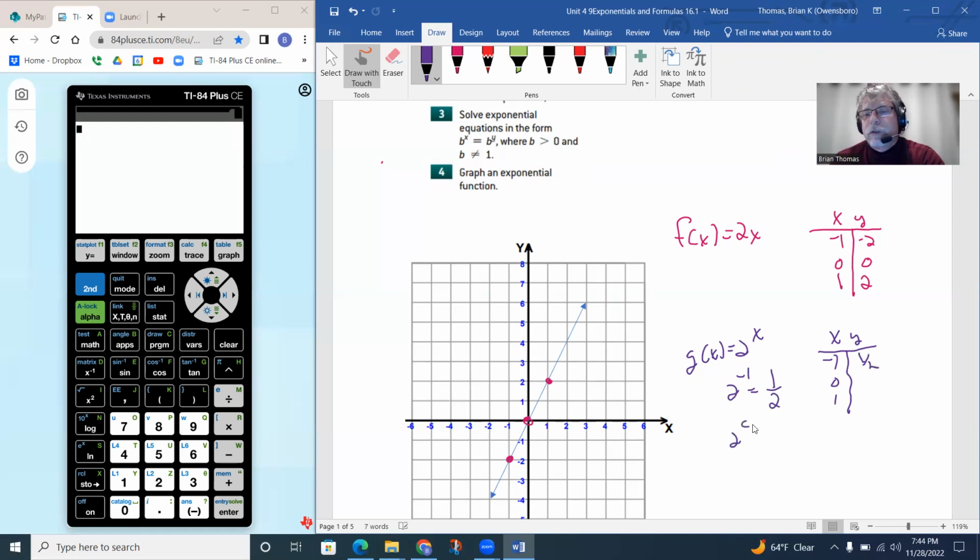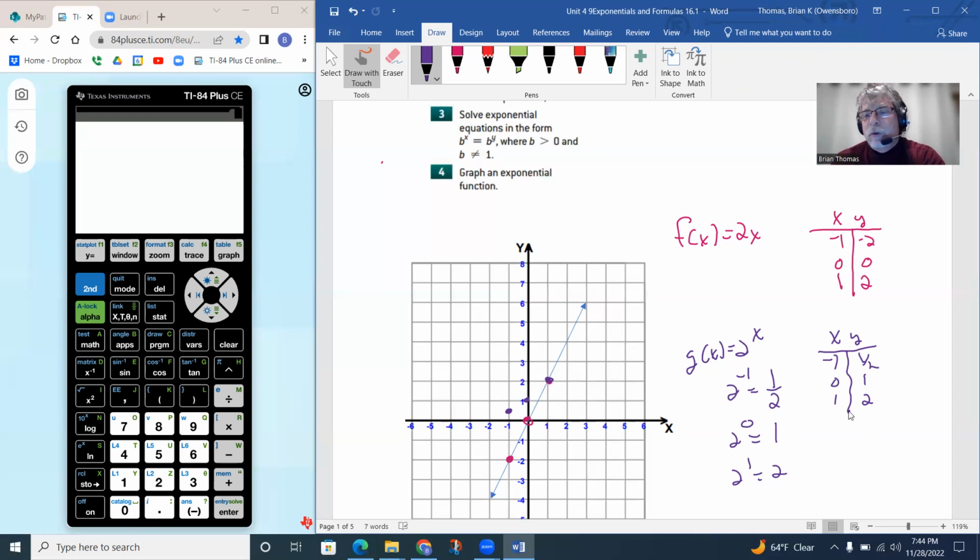If I put a 0 in, 2 to the 0 is another special exponent. Anything to the 0 power would be 1. And then if I put 2 to the 1 in, 2 to the 1 would just be 2. So if we graph these 3 ordered pairs, we'd have (-1, 1/2), (0, 1), and (1, 2). So the graph would take on this shape. Notice how it's not really linear. There's not any consistent slope between points. It changes a little bit.